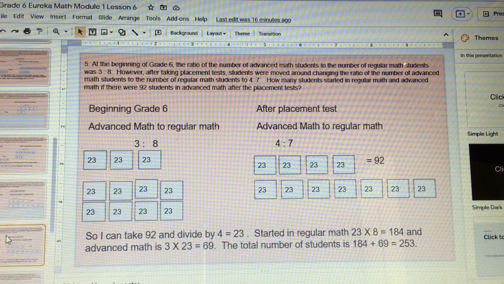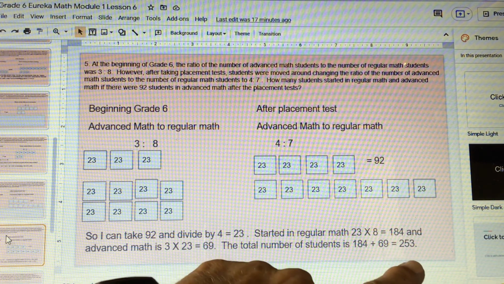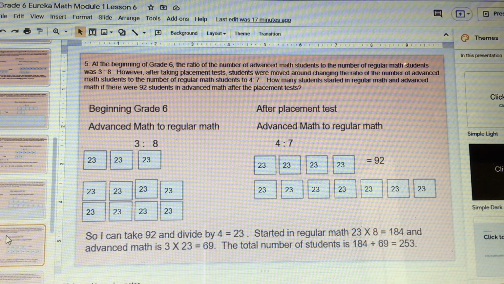So in this problem, even though they asked you for the regular and then the advanced math in the beginning, I would still include the total amount of students. Okay?